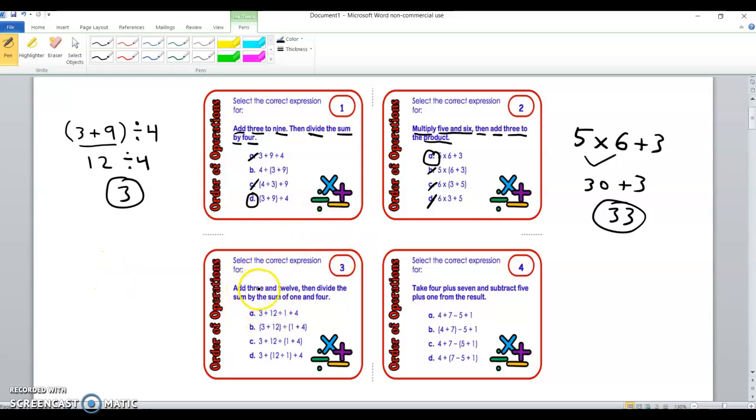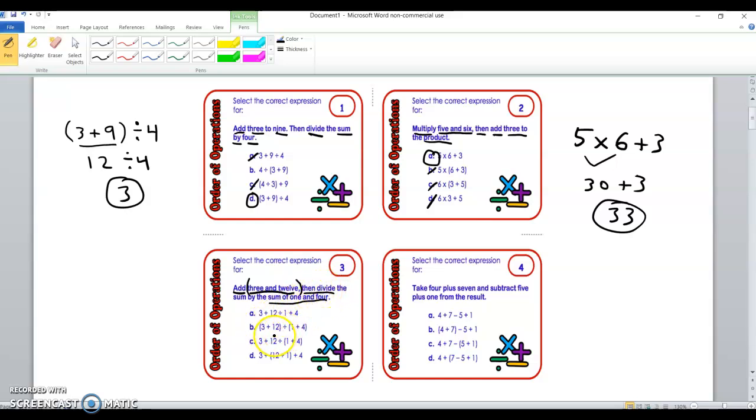All right, next up we got add 3 and 12, then divide the sum by the sum of 1 and 4. So this one's a little more complicated. First we're adding 3 and 12, then we're going to divide. If we add, then divide, we're going to need parentheses around this 3 and 12. So add 3 and 12 in parentheses. It's actually the only one with the parentheses, so let's see if the rest of this is right.